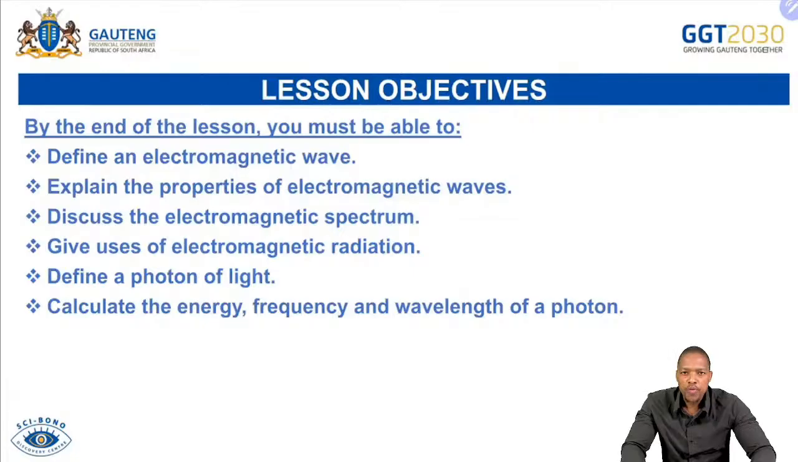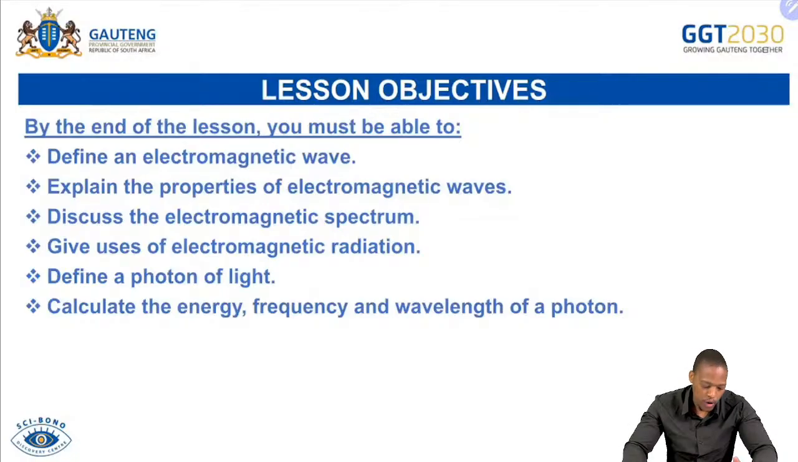All right, grade 12, our objectives today, what we expect that we must know by the end of this lesson, is that we are expected to be able to define an electromagnetic wave. We are expected to be able to explain the properties of electromagnetic waves. So you must be able to state and explain the properties of electromagnetic waves. And you must be able to discuss the electromagnetic spectrum. And you must be able to give some uses of electromagnetic radiation.